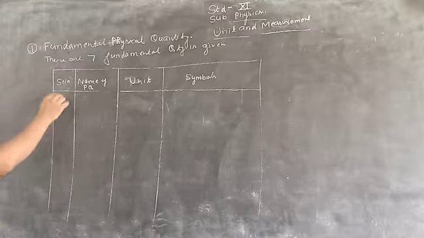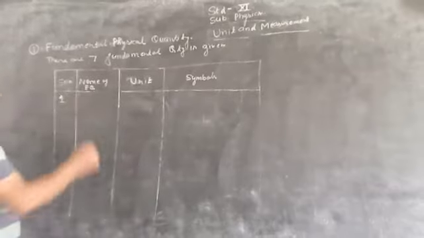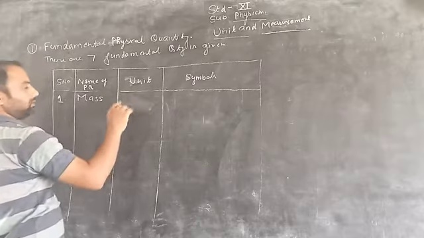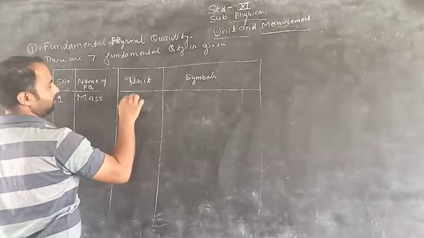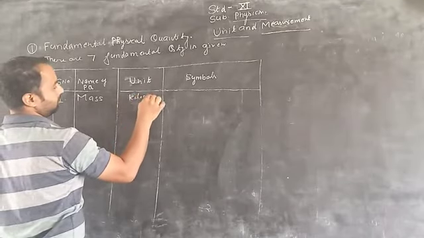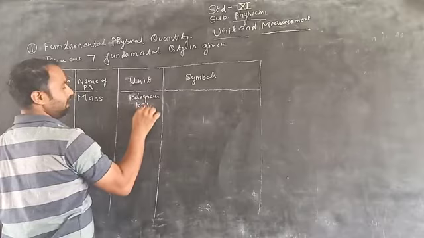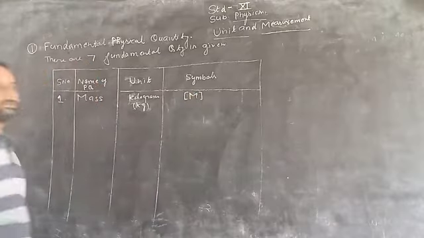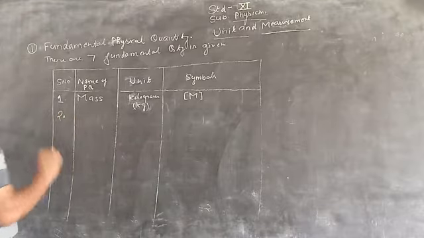So we have to write here the first serial number, 1. The name of the physical quantity is mass. The unit is kg, kilogram, and the symbol is M. So the first fundamental quantity we have to write is mass, and the second fundamental quantity is length.